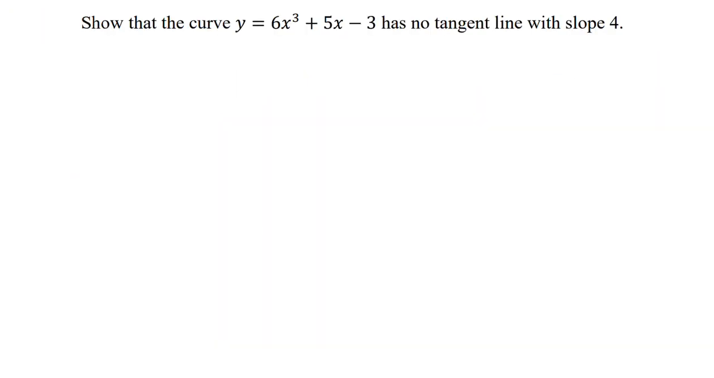Alright, for our next one here, we're going to show that this curve has no tangent line with a slope of 4. So first off, we have to get a function that represents the slope of the tangent line. So we'll do that by taking the derivative. So y prime will be 18x squared plus 5. And then we want to show that this is never equal to 4, right? So we'll just set this equal to 4 and see what happens.